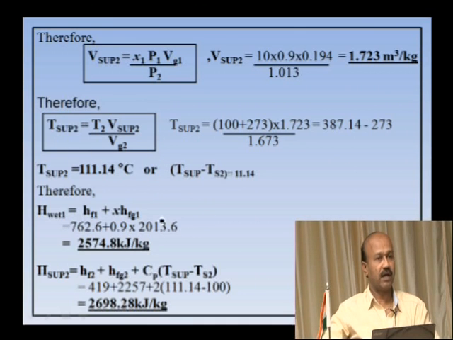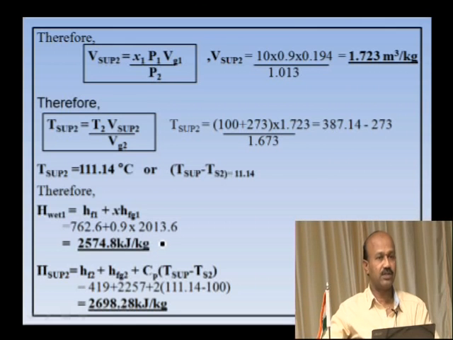Now, find the enthalpies. First, enthalpy of steam initially, it is wet, therefore Hf1 plus x Hfg1 is the enthalpy of steam initially, we got around 2574.8. Next, after the process, after calculating the value of x2, we know that it is superheated, therefore I have used the enthalpy of superheated formula here. The formula is Hf2 plus Hfg2 plus Cp times T sup minus T sat. Substitute all the values, so you will get around 2698.28.